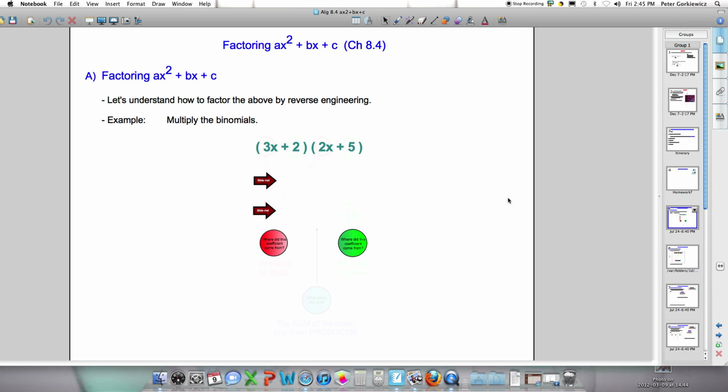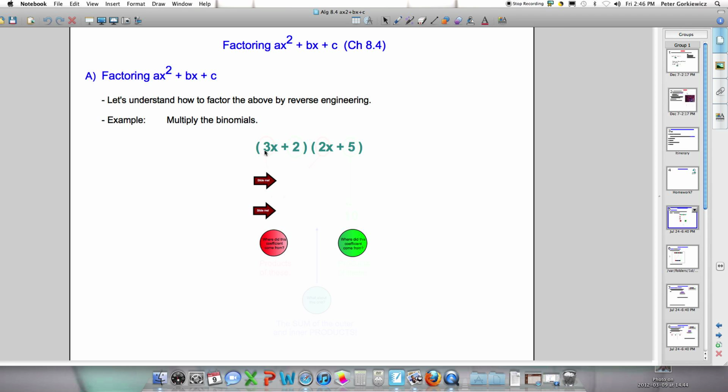Hey, mathletes. We're checking out 8.4, factoring with a constant in front. I know you're stoked. So, let's check this out. All that's new with this is adding a constant in front, and it really screws things up. Let's be honest. So, we're going to reverse engineer this.